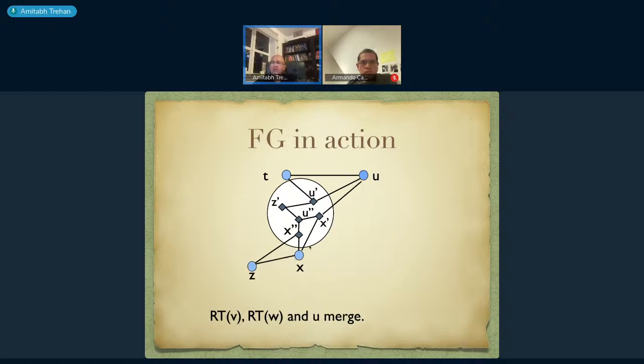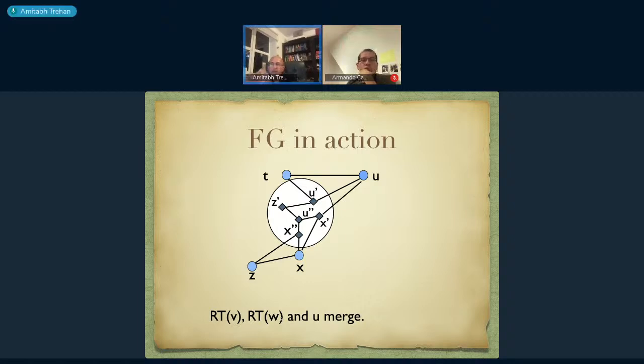And now we have a merge where X is contributing X dash, X is contributing X double dash, U is contributing U dash and U double dash, and Z is contributing Z dash. So all of this merge, RTV, RTW, and U, they all merge together. Right? You see it's a more complicated structure than the forgiving tree.